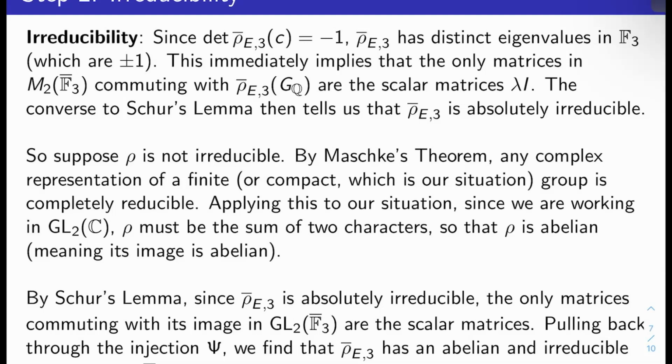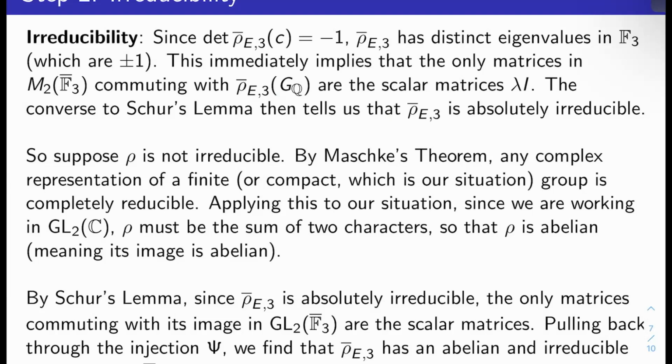So here's the idea. You know that the determinant of rho bar E3 of C is -1. Because of that, rho bar E3 has distinct eigenvalues in F3, which are going to have to be plus or minus 1. Now this implies, this is just a check, the only matrices in M2 of F3 bar commuting with the image of rho bar E3 are the scalar matrices lambda I. And so there's a converse to Schur's lemma that applies here to tell us that rho bar E3 is absolutely irreducible.